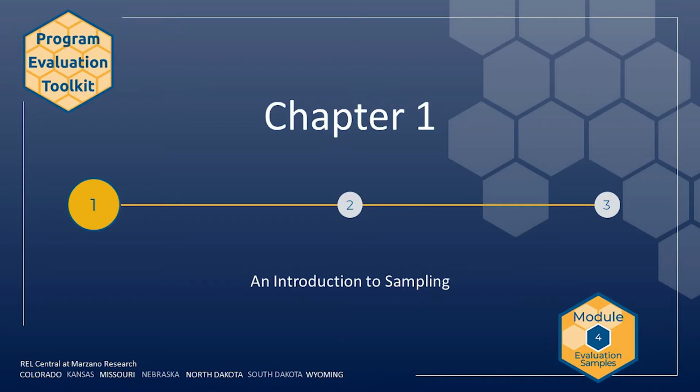Let's get started with our first chapter, in which you will learn the purpose of sampling and key terms used in sampling, including census, population, representativeness, and generalizability.